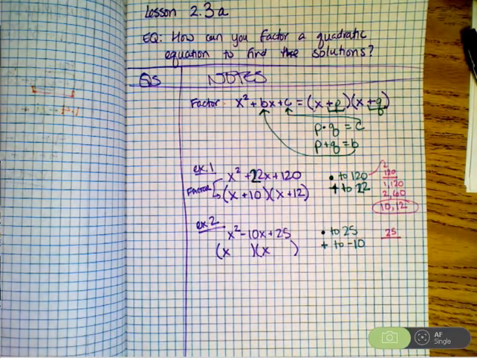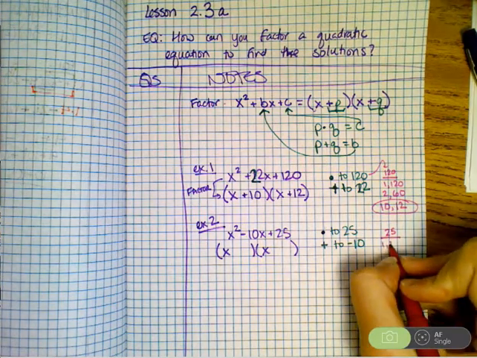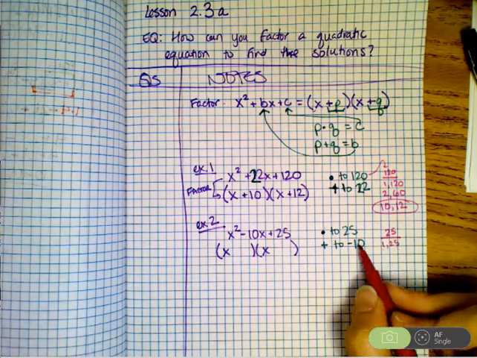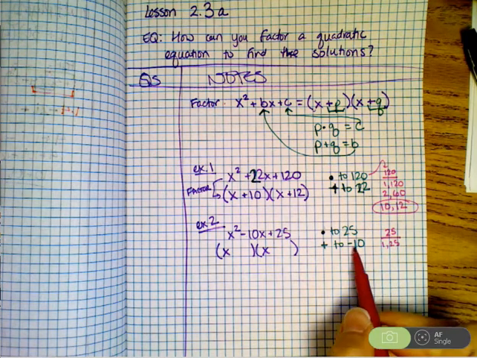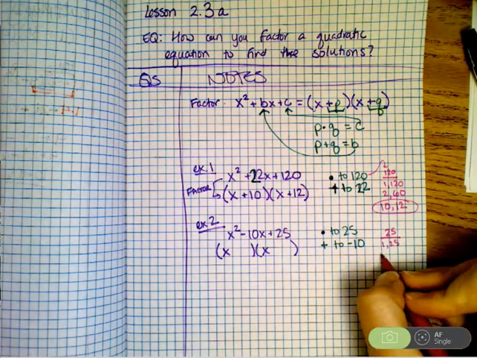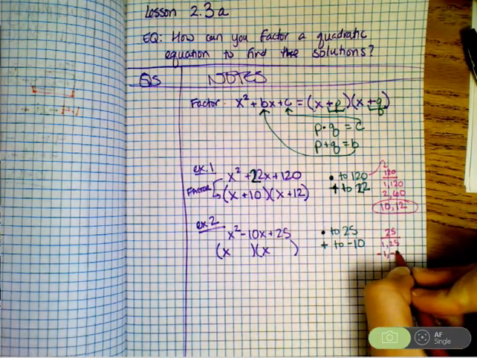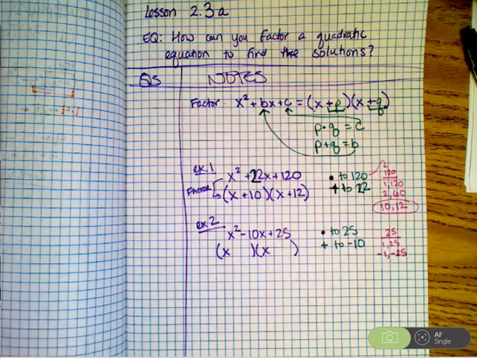And when I think about factors of 25, I think about 1 and 25. Well, 1 plus 25 is not going to equal negative 10. And wait, now I see I need it to equal a negative number. So let me try negative 1 and negative 25. Those still aren't going to work.